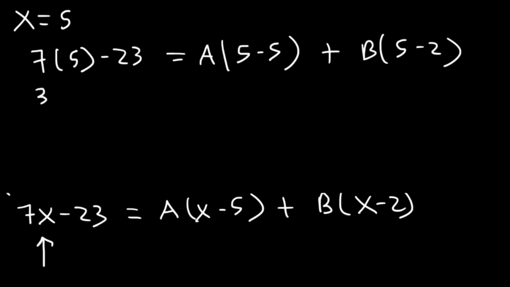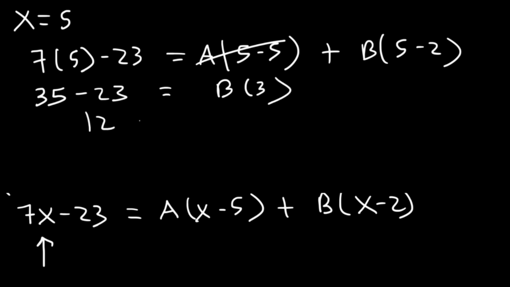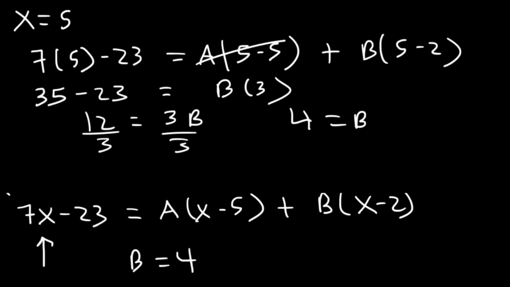7 times 5 is 35. And 5 minus 5 is 0, so this disappears. And 5 minus 2 is 3. Now 35 minus 23 is 12. And so that's equal to 3b. And if we divide both sides by 3, b is equal to 4. So I'm just going to rewrite that here. So now we need to calculate a.